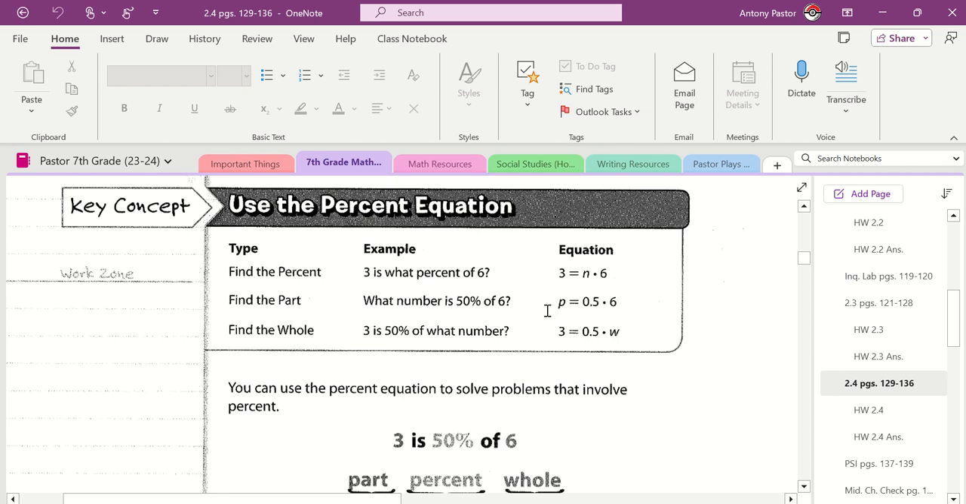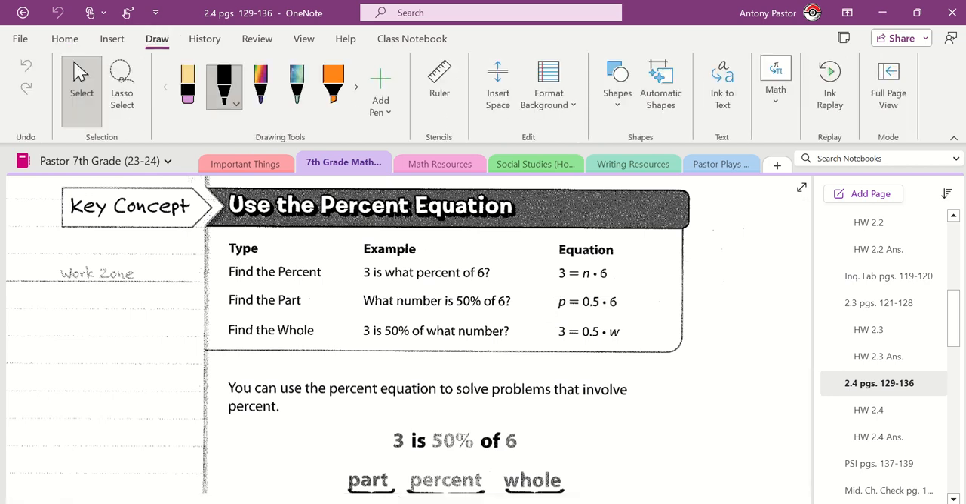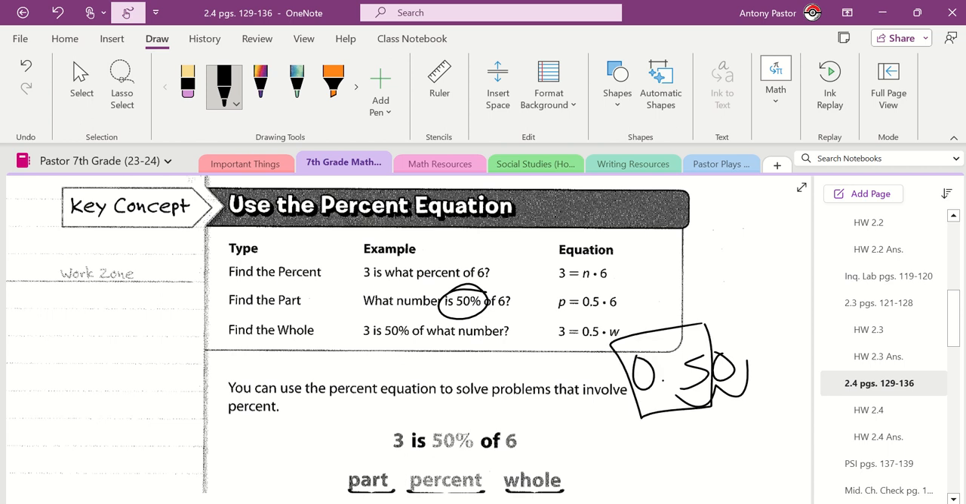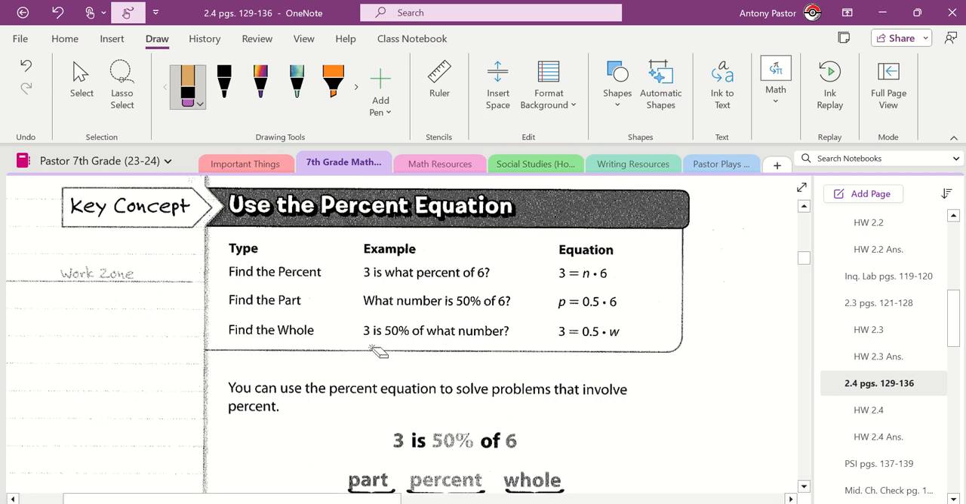0.5 times 6. And here's something that we need to go over. We definitely need to make the percentage a decimal before we multiply. That's going to be a different part than percent proportion. So 50 will need to be jumped twice, and it'll become 0.5. And you'll multiply 6 by 0.5. And then over here, find the whole. 3 is 50% of what number? 3 is the part. 50% is the percent. The whole is missing.